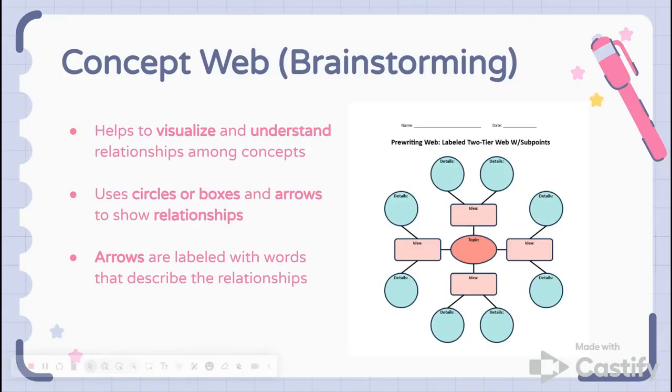Starting with the concept web brainstorming graphic organizer. The concept web graphic organizer helps to visualize and understand relationships among concepts. They use circles or boxes and arrows to show relationships. And finally, the arrows are labeled with words that describe the relationships.